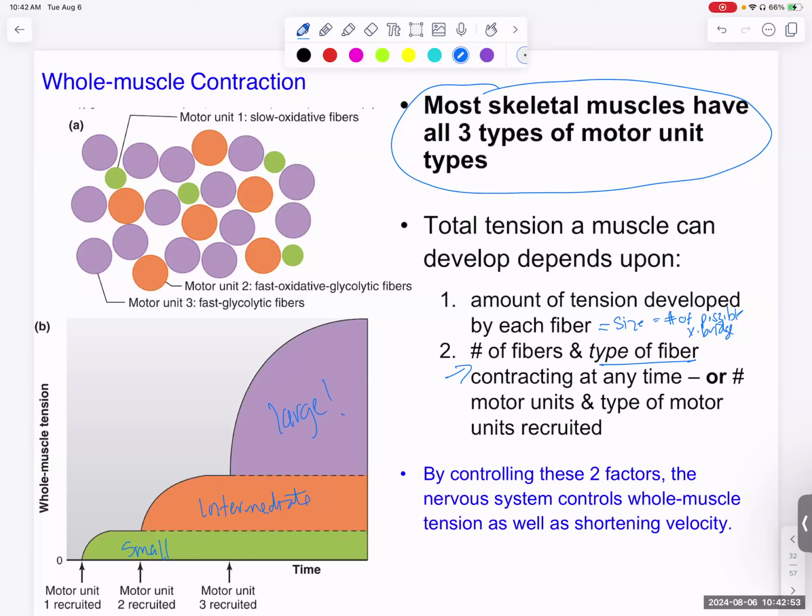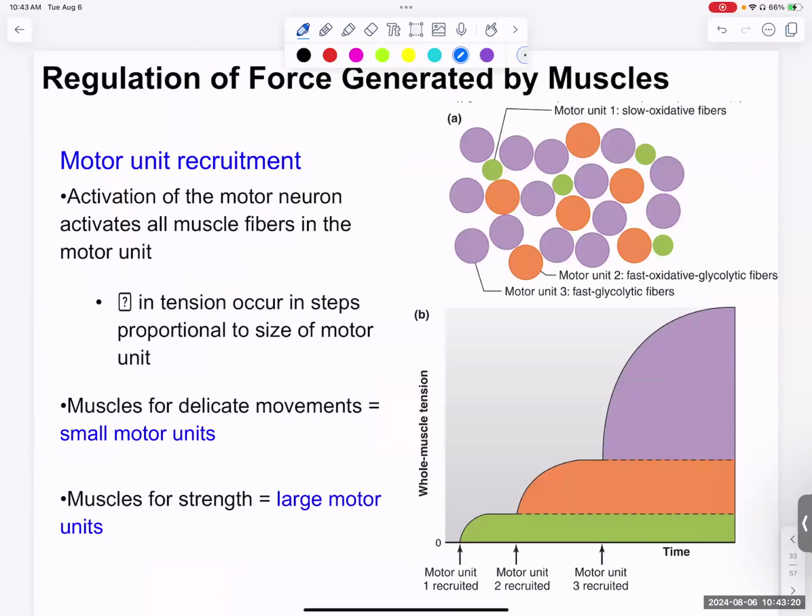We recruit based on size. So we're always going to recruit the small motor units first. They're smaller in diameter. It's easier to excite that motor neuron. It's easier to get those fired. When I say fired, I mean firing an action potential, making the muscle fiber contract. The intermediates take a little bit more work to generate action potentials in those motor neurons, and then the large ones take a lot more work. And so we recruit based on size.